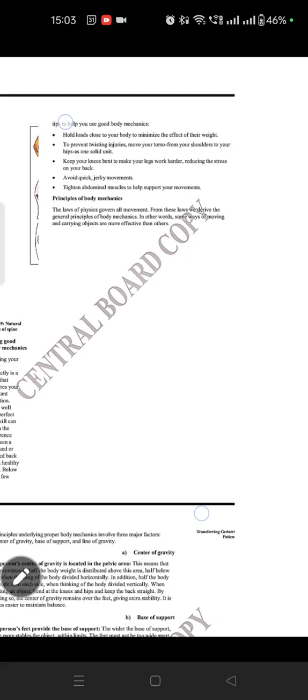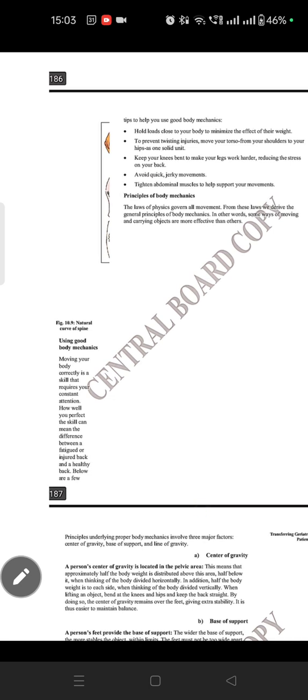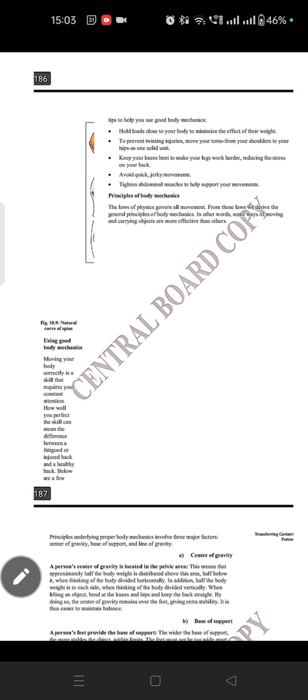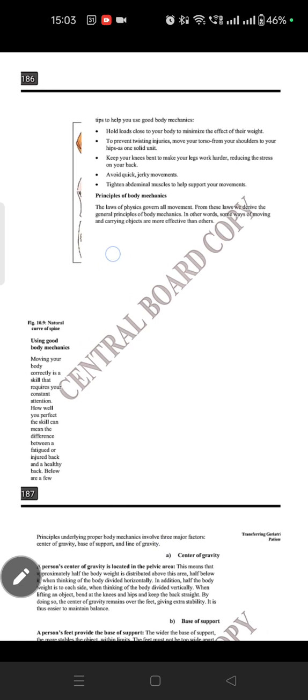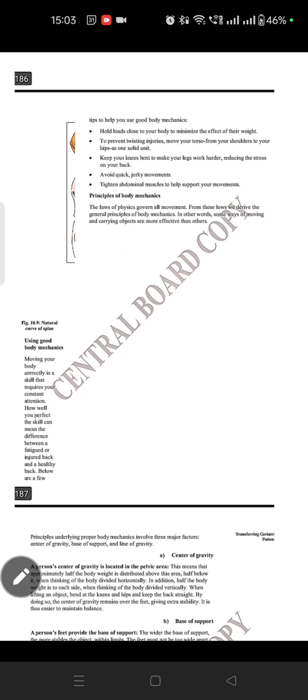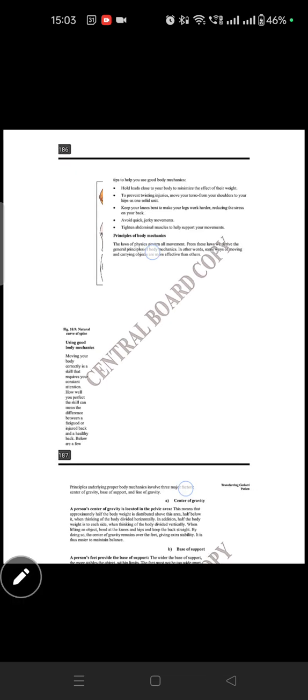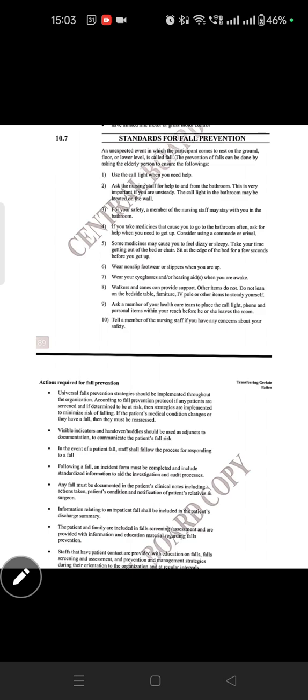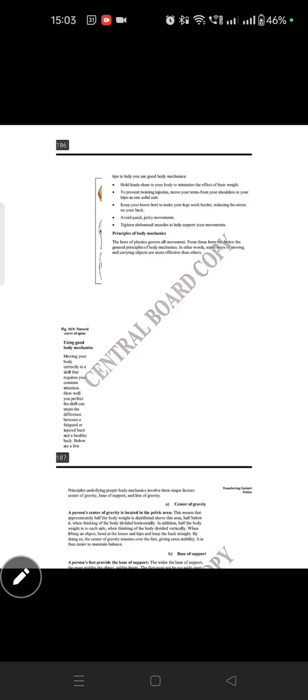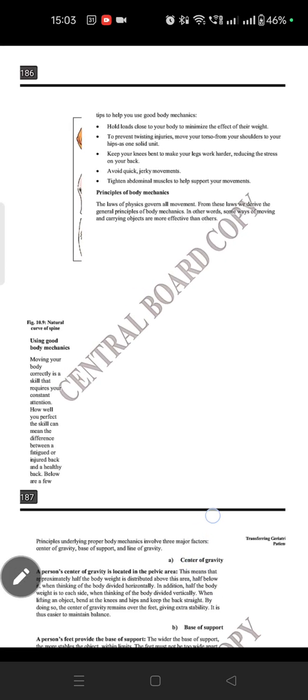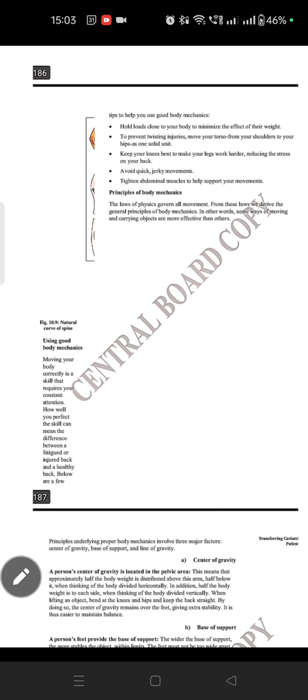Then we go for the principles of body mechanics. Mainly, generally we have the principles: a person has a center of gravity and a base of support. So in the base of support, for doing any position, the patient's gravity and the patient's support are the most important thing.